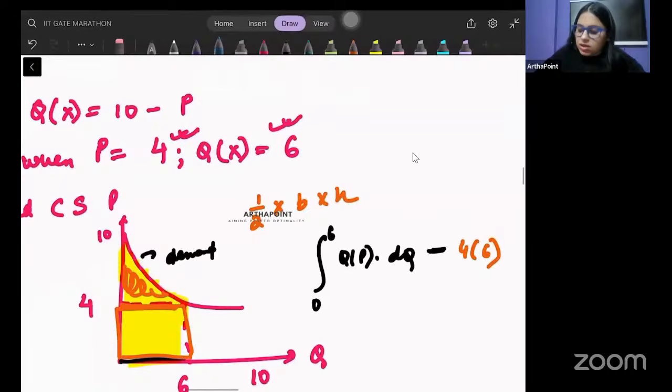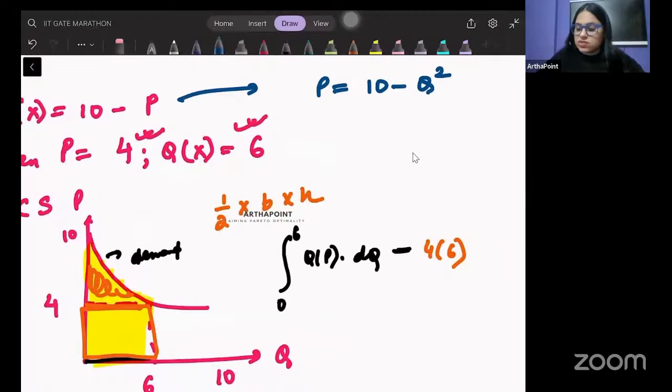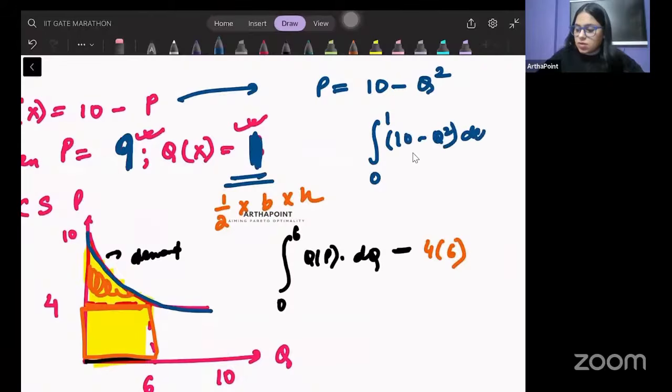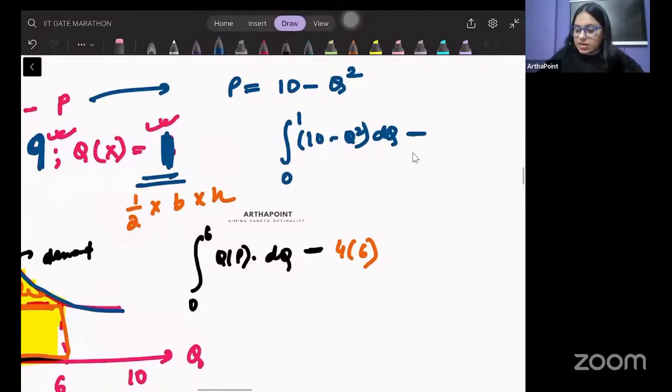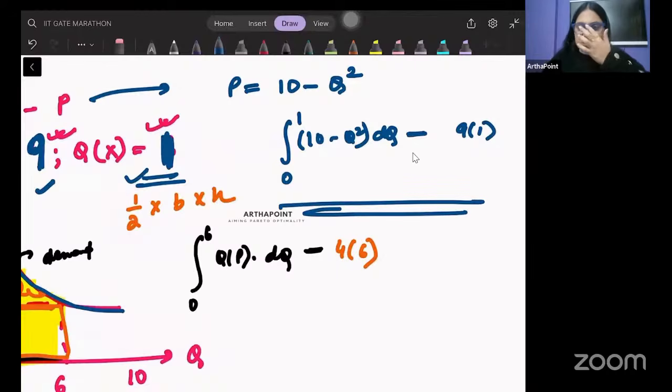So if it were something like P is equal to 10 minus Q square, suppose that were the case, and they would have said that when Q is 1, P is 9, and they would have asked you to find consumer surplus. How would you find it? You would have integrated this curve from 0 to 1 because quantity is 1, and then you would have subtracted this 9 into 1. I'm not sure if you will get a positive answer here, but this is how you will do it.